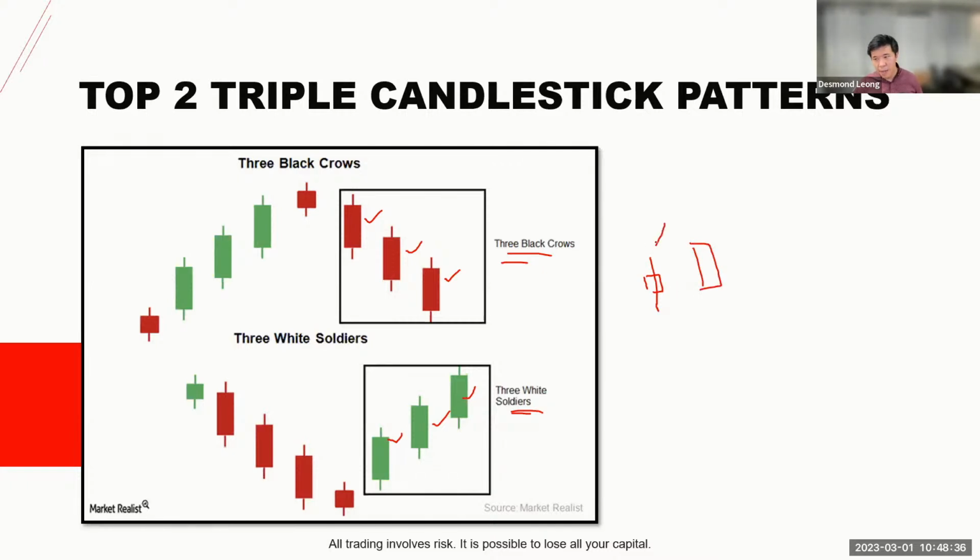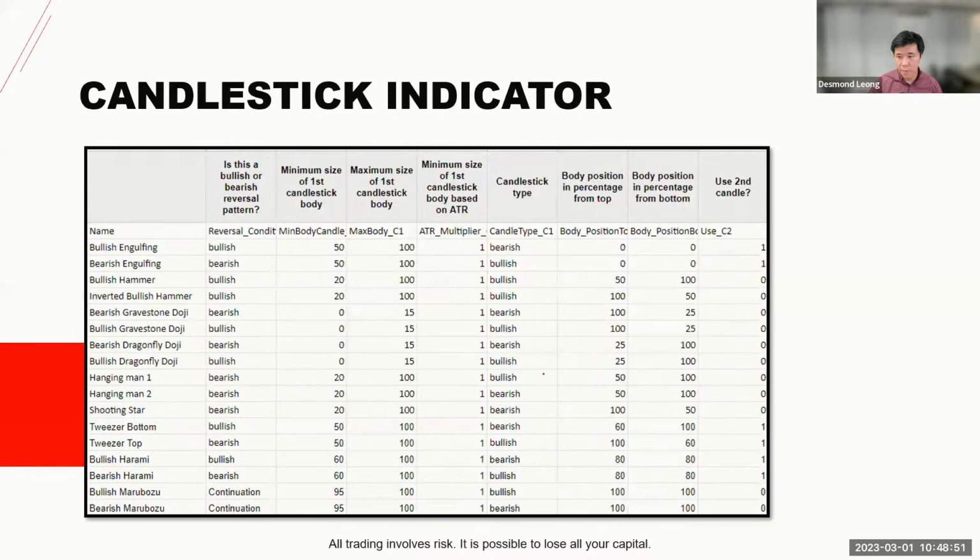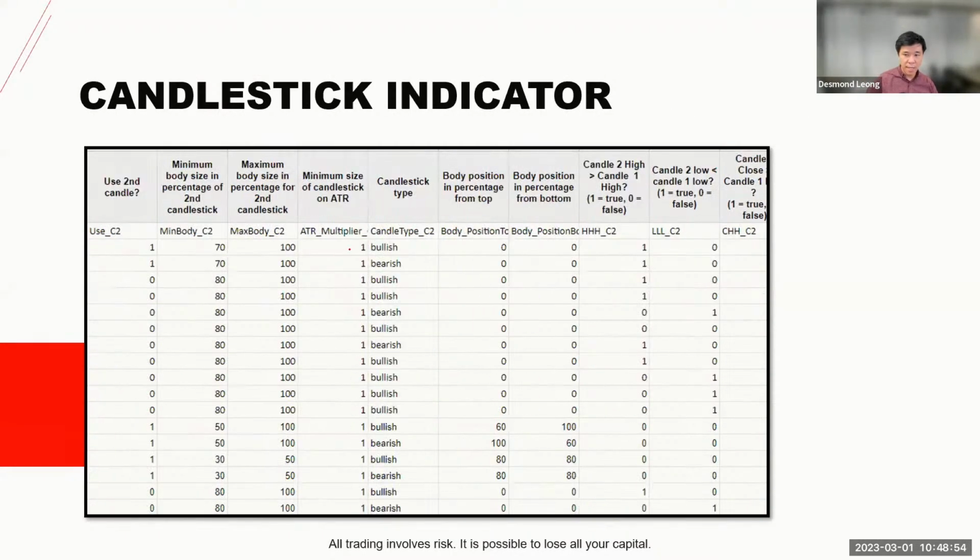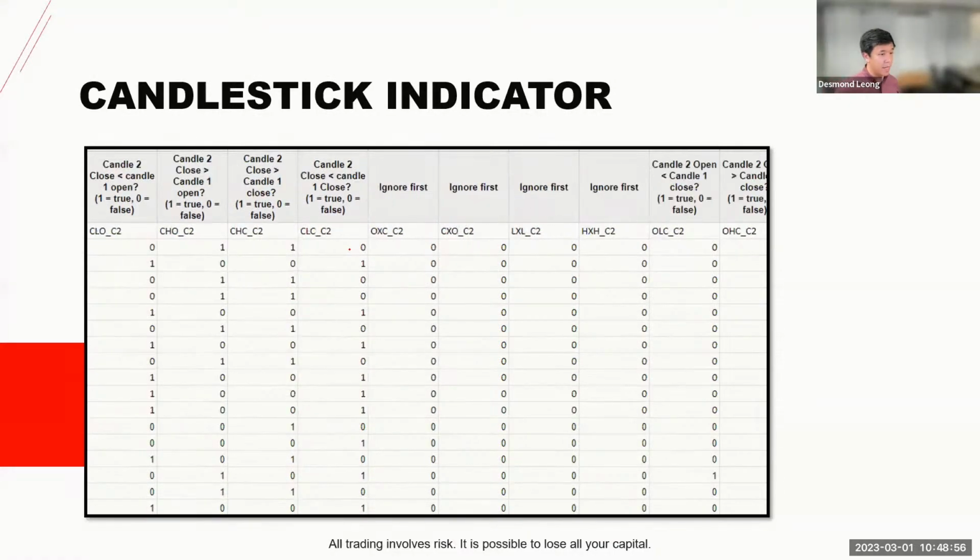So you're not looking for three sparrows. You're looking for three crows. Same thing with soldiers. You're not looking for three baby soldiers. You're looking for three sizable white soldiers. Really, really good for calling reversals. Now, the candlestick indicator which I'm talking about over here is a really, really intense indicator I created.